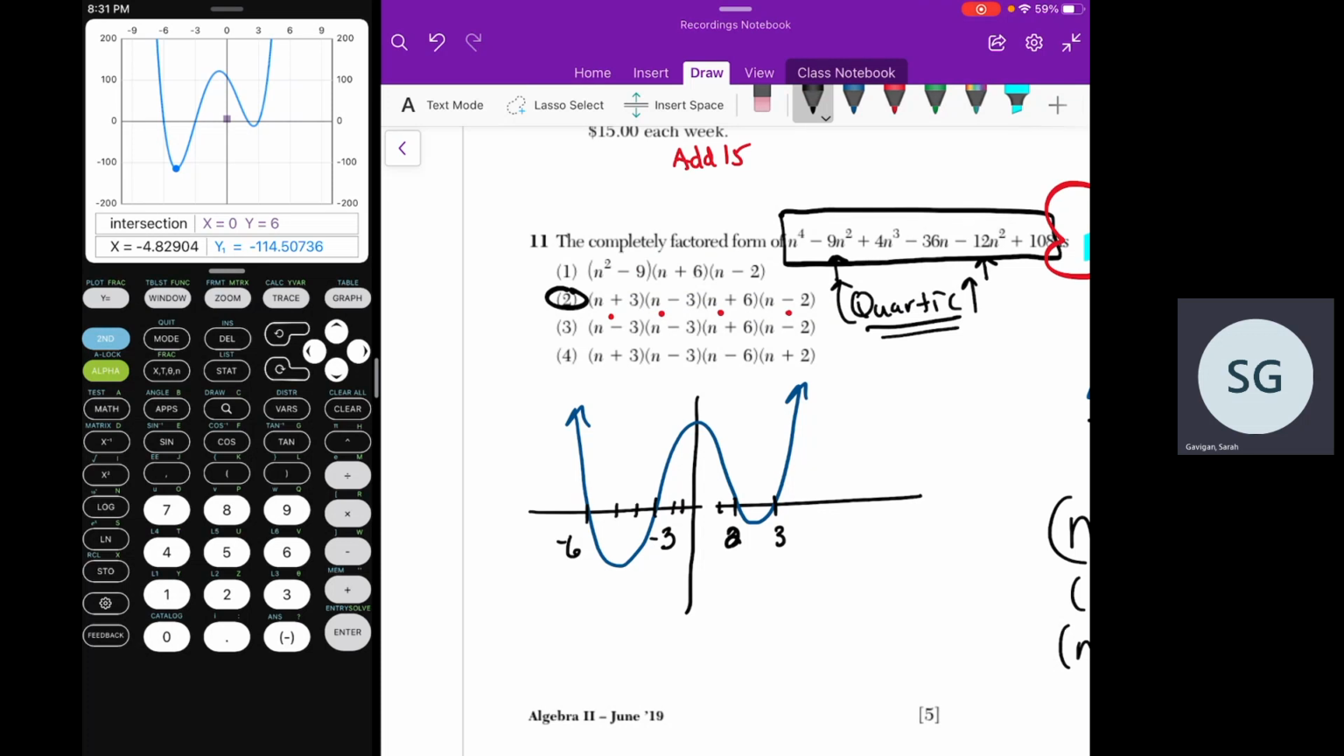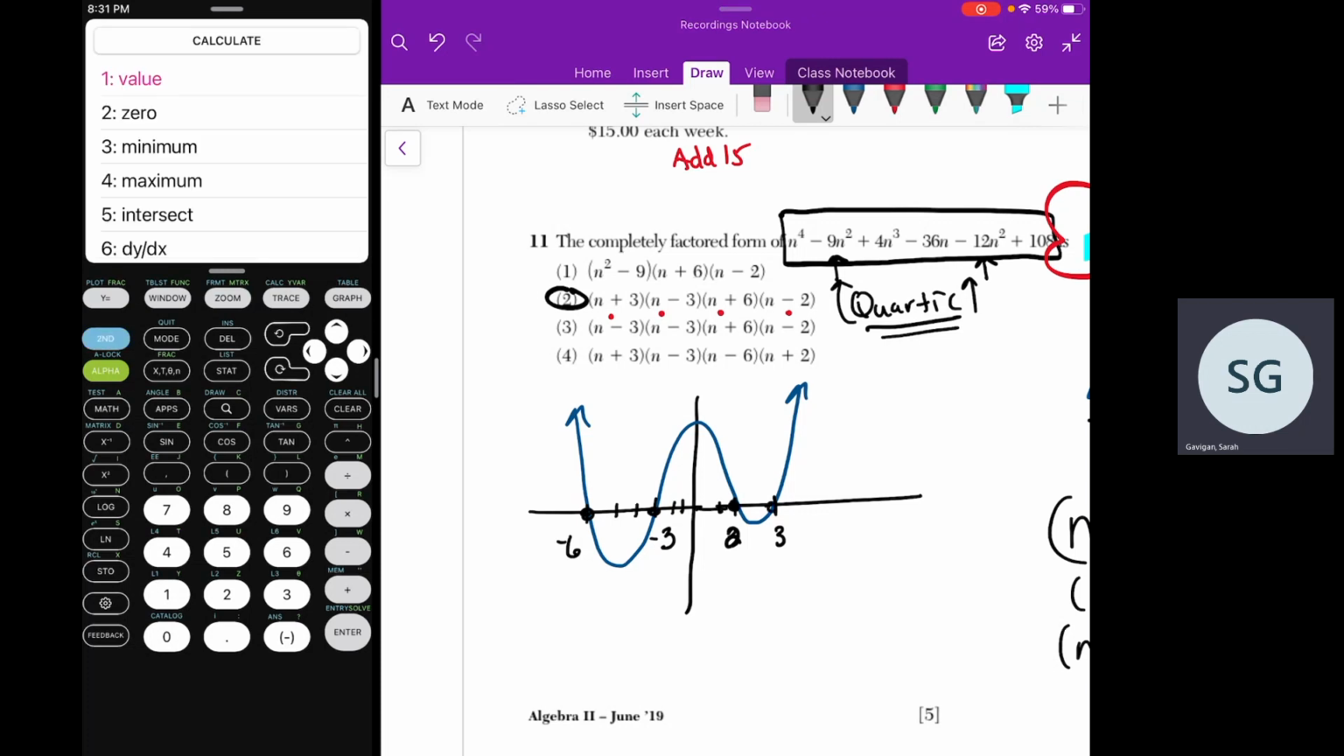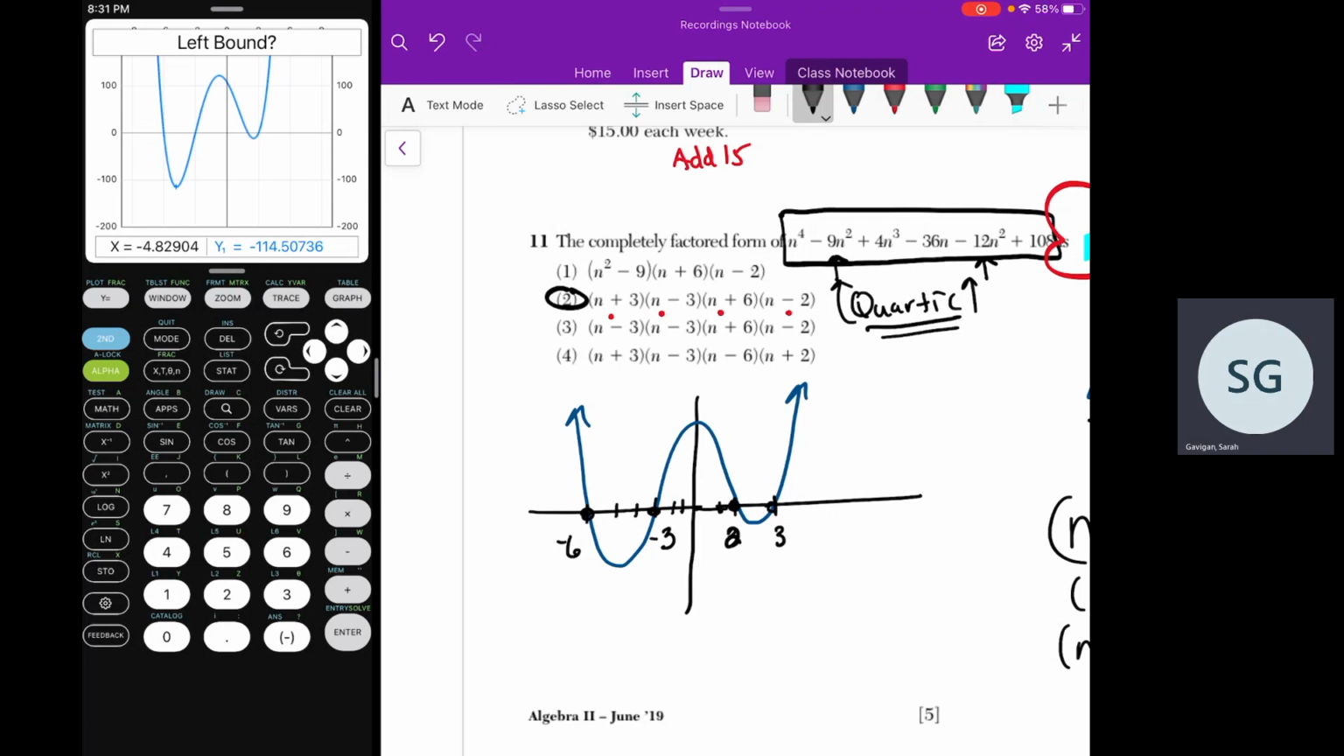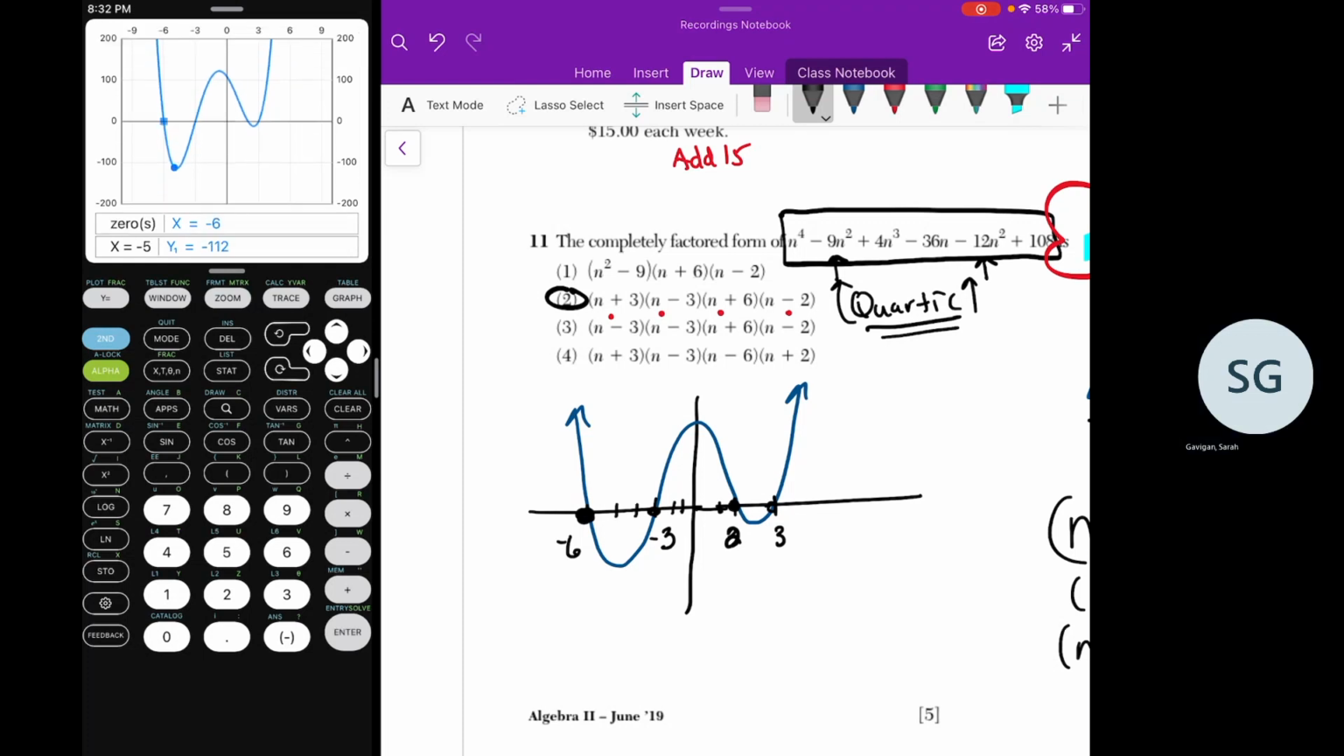Now, if you want to find the zeros, because what we just wrote down were the zeros of the function, you can go to second trace. Choice 2 is the zero. So I know that one zero is at -6. If I want to go to the left of -6, maybe I'll press -7. Right bound of -6 is -5. And it'll tell me that your zero is -6. So I can repeat that process and find all the zeros if I want to.